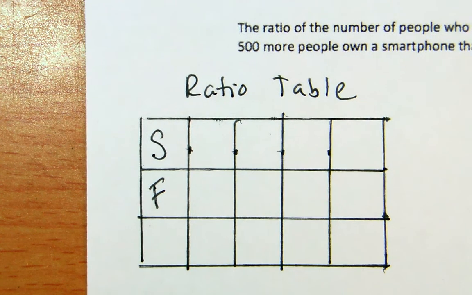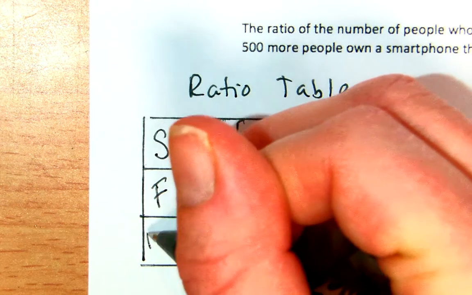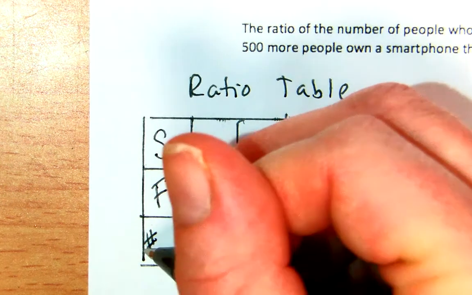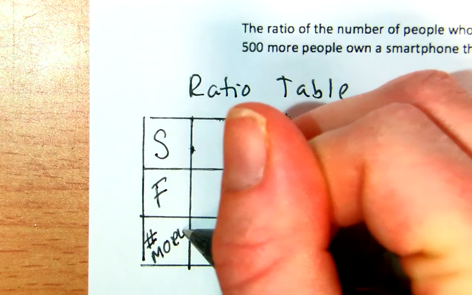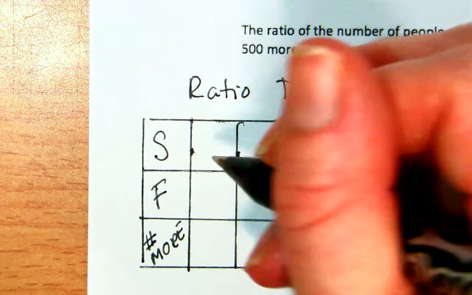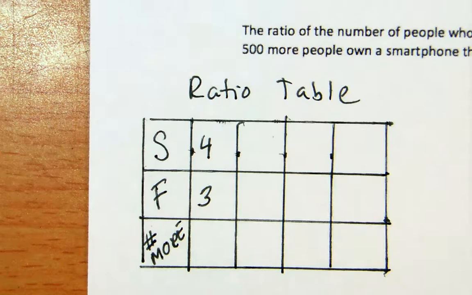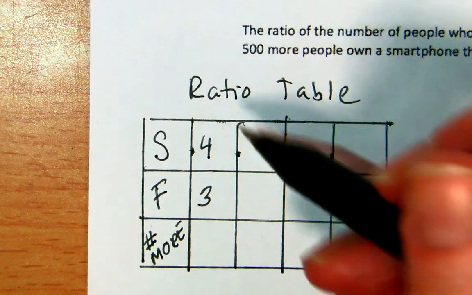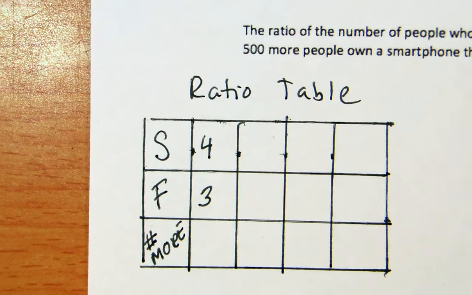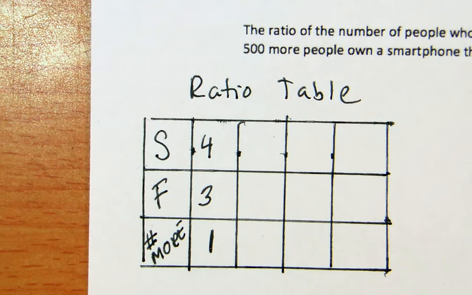It says if 500 more people own a smartphone. So I'm going to put this, instead of total, I'm going to put number more here, so that we have a representation of how many more it is in each scenario. So let's fill out what we know. Okay, we know that for every 4 people that own a smartphone, 3 people own a flip phone. So if these were the only people in the world that had smartphones and flip phones, there would be one more person that owned a smartphone than a flip phone, okay?